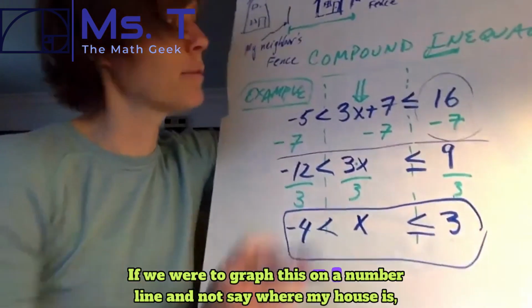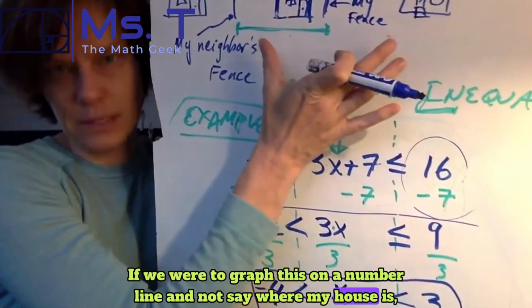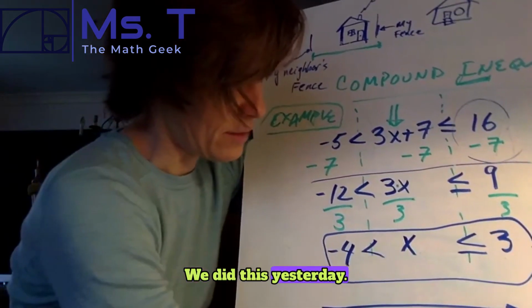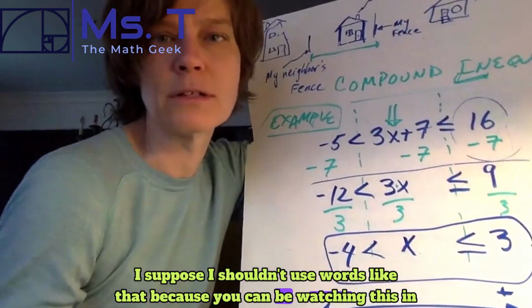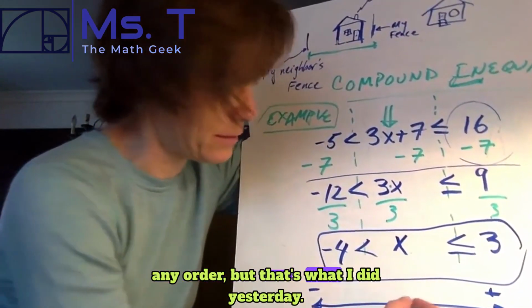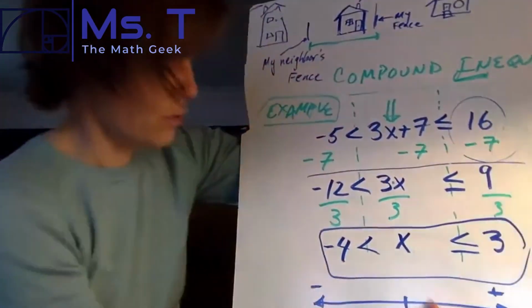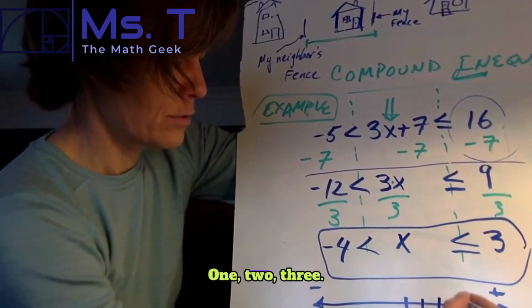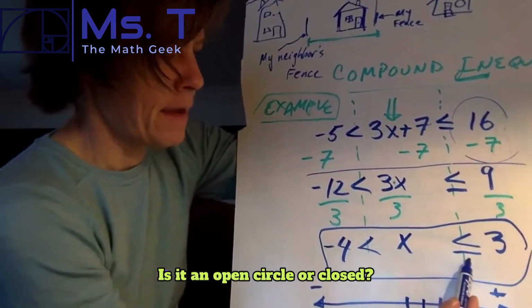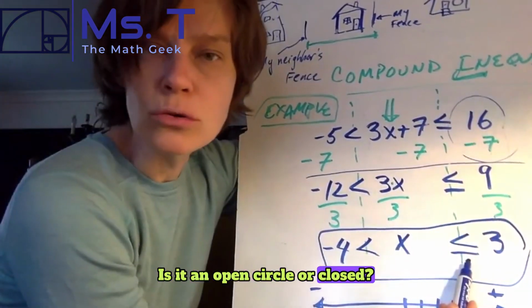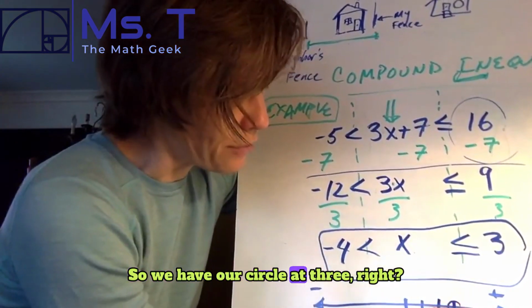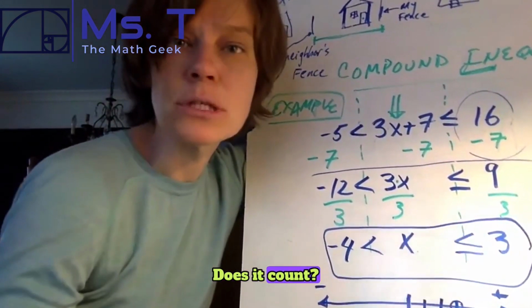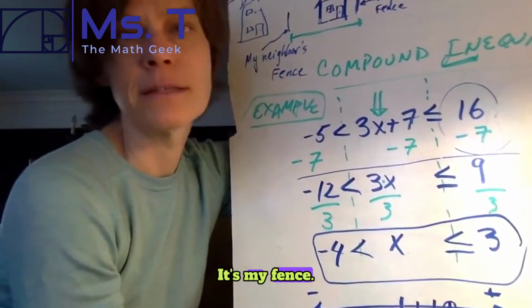If we were to graph this on a number line and not say where my house is, okay? We would do this. We did this yesterday. I suppose I shouldn't use words like that because you can be watching this in any order, but that's what I did yesterday. So, let's start with this one. 1, 2, 3. Is it an open circle or closed? So we have our circle at 3, right? But is it open or closed? Does it count? Is it my fence? It's my fence. I fill it in.